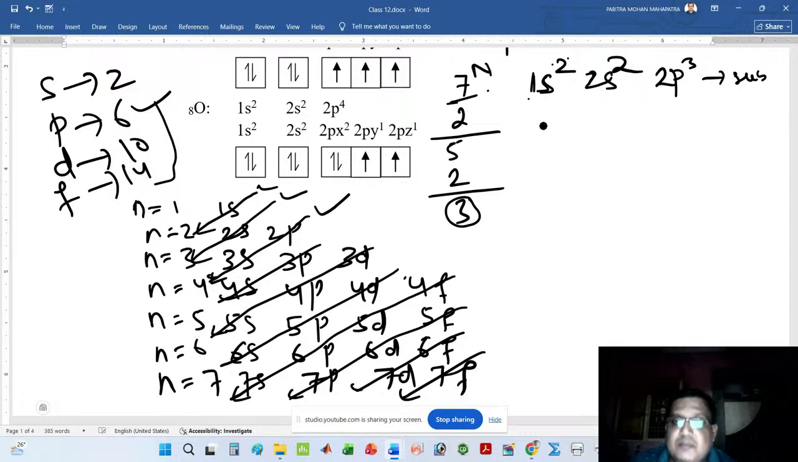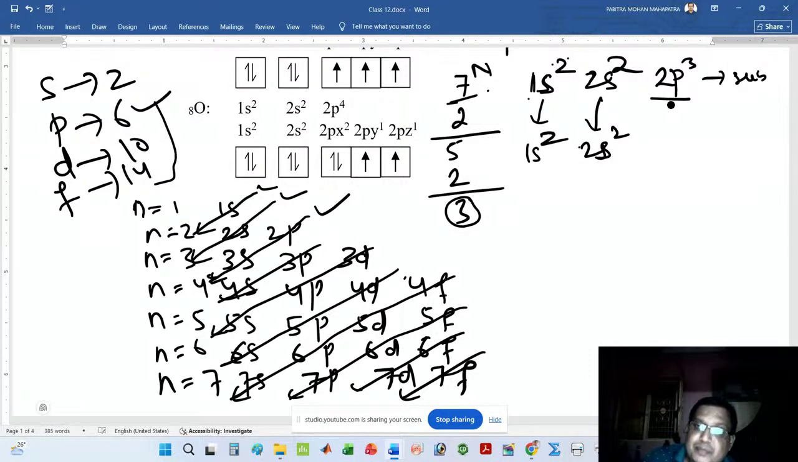Suppose I want to give the electrons in terms of orbitals. Then how will I draw? The 1s subshell has one orbital, that is 1s. Two electrons are present in the 1s. It has one orbital, so no problem. 2s also has one orbital, that is 2s. Again give 2s squared. Next, if you think about the 2p, 2p has 3 orbitals: 2px, 2py, 2pz.